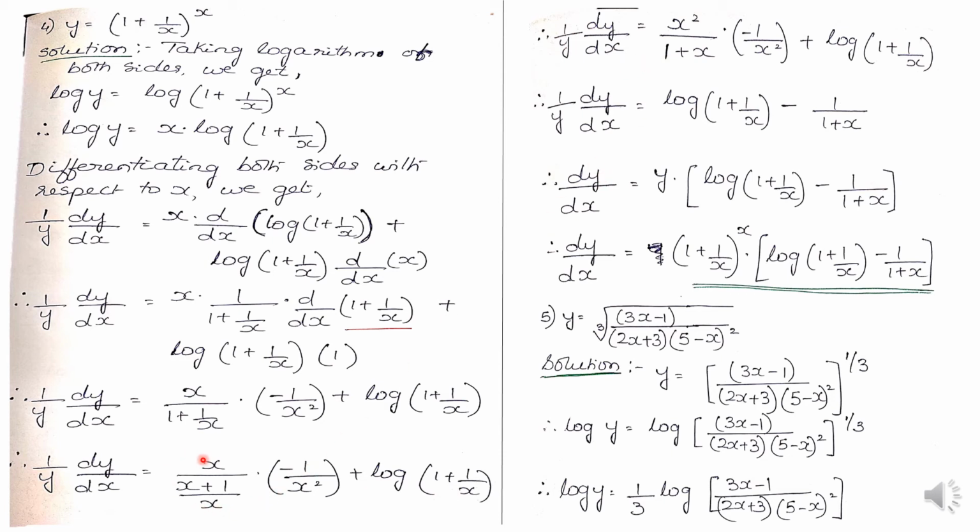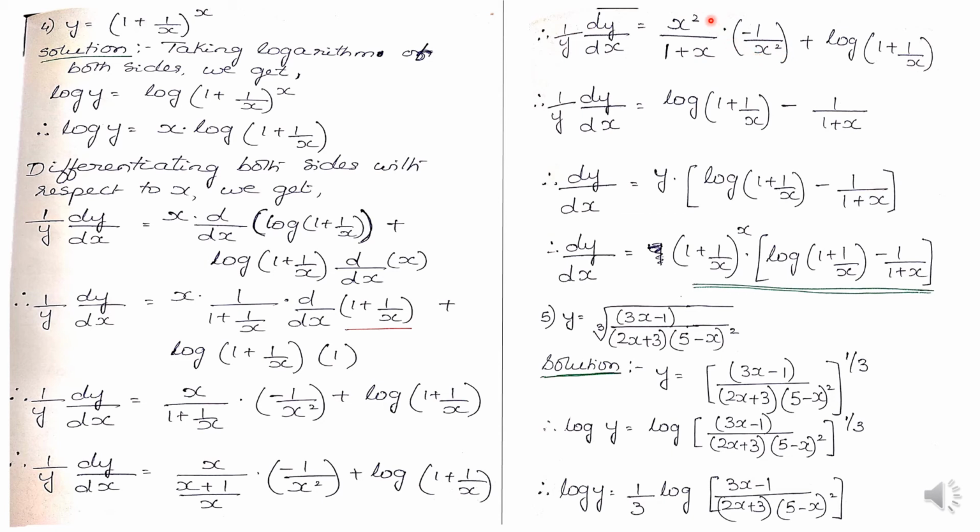Then in the next step, the x comes up to the numerator, because we are taking the reciprocal here. So we get x square upon 1 plus x into minus 1 upon x square plus log 1 plus 1 upon x.